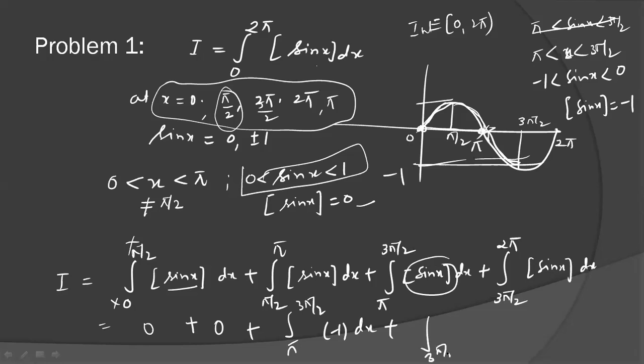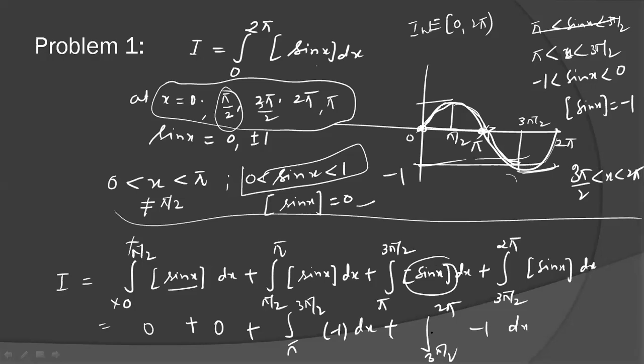And again 3 pi by 2 to 2 pi, it is again -1 to 0, because in the fourth quadrant it will again give you -1. The greatest integer will be -1 dx. So I can break at 0 to 2 pi and pi to 2 pi also, but I will suggest breaking at all points where the given function is integer. It will be very efficient.